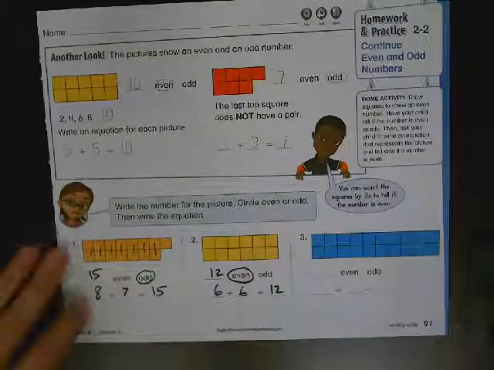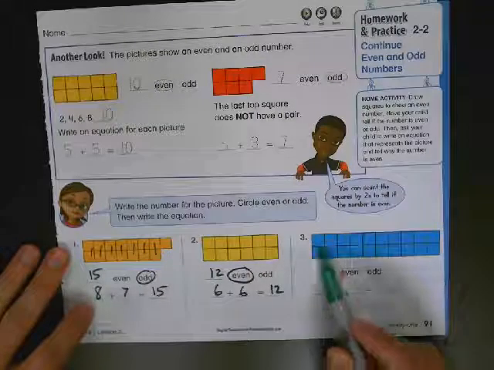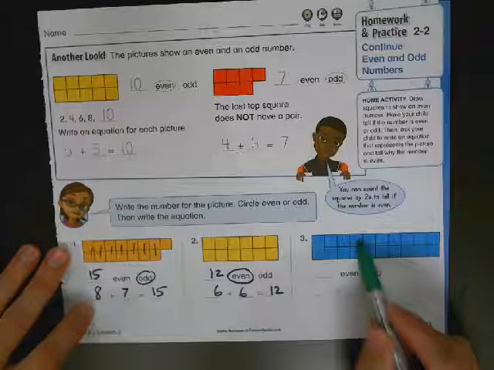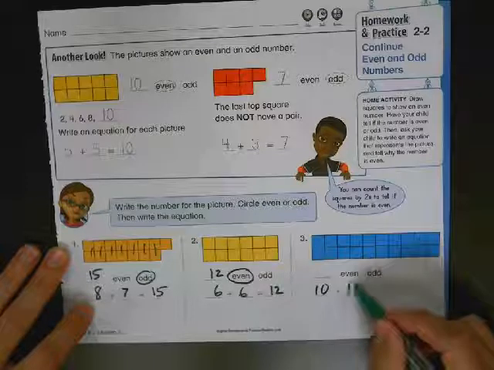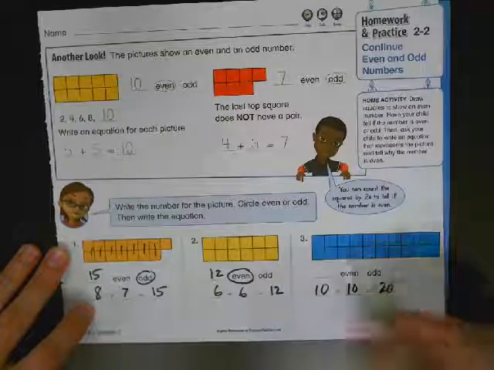And last but not least, we have an array, 1, 2, 3, 4, 5, 6, 7, 8, 9, 10. We have 10 on the top row, 10 on the bottom row, 10 plus 10 is 20, 20 is even.